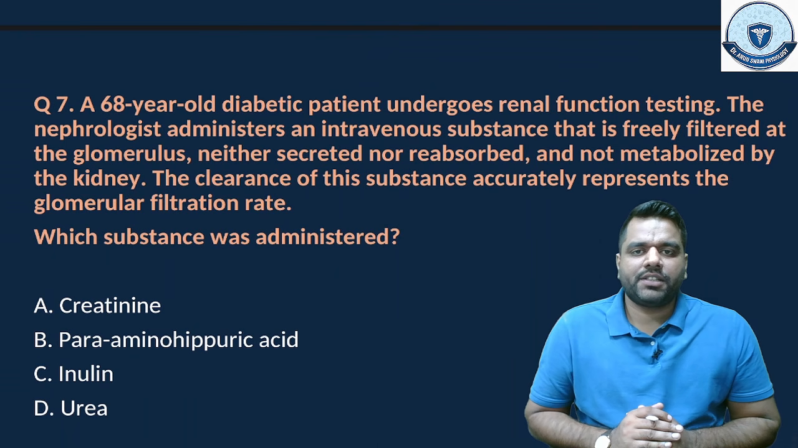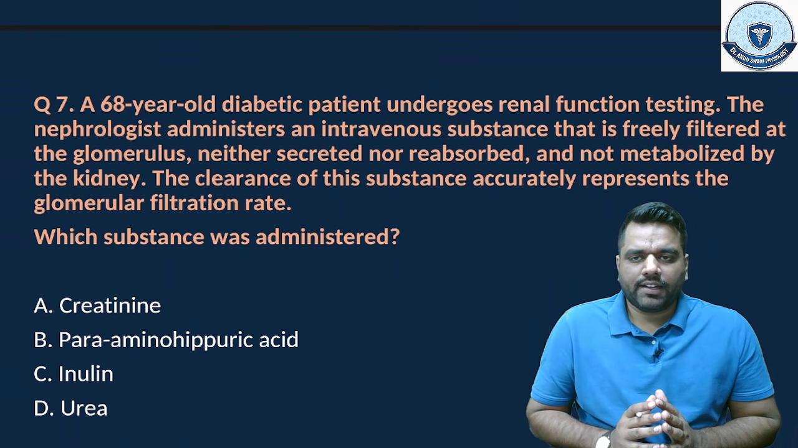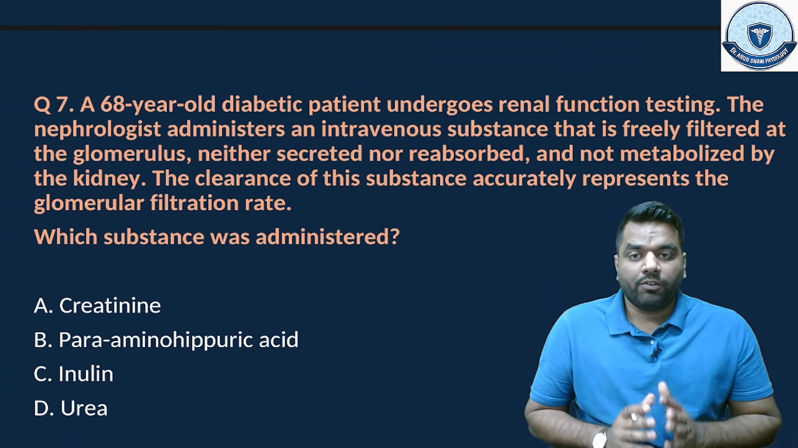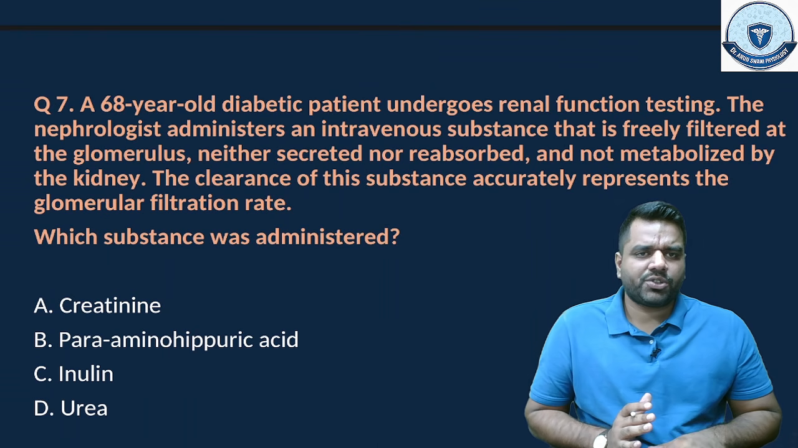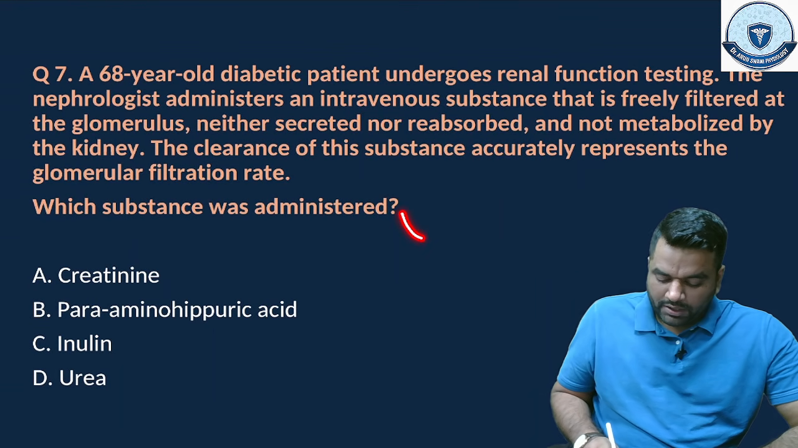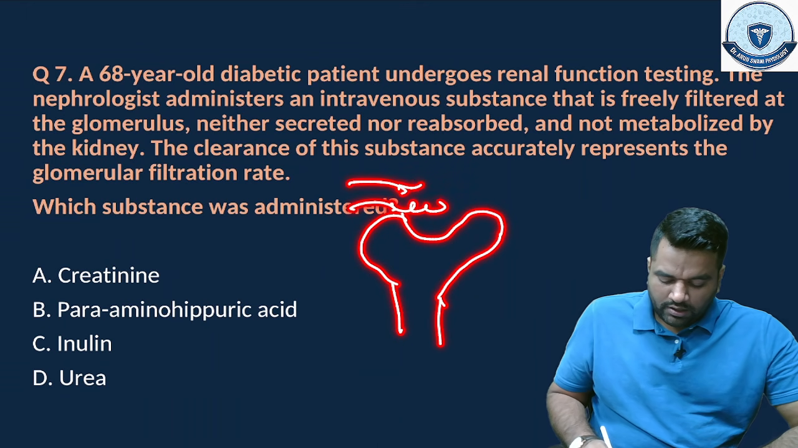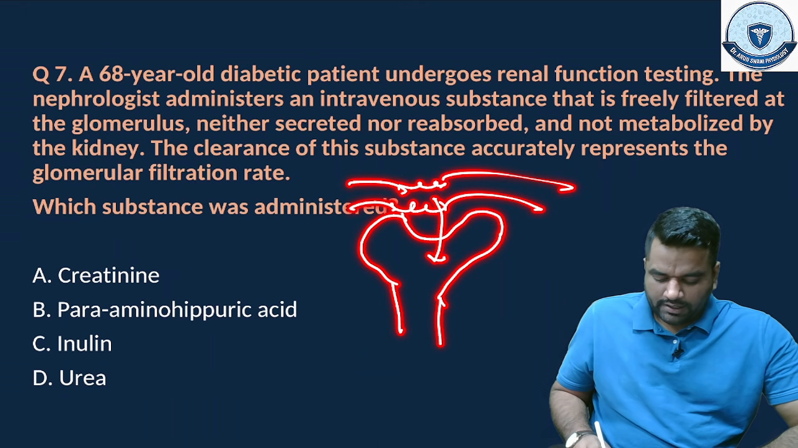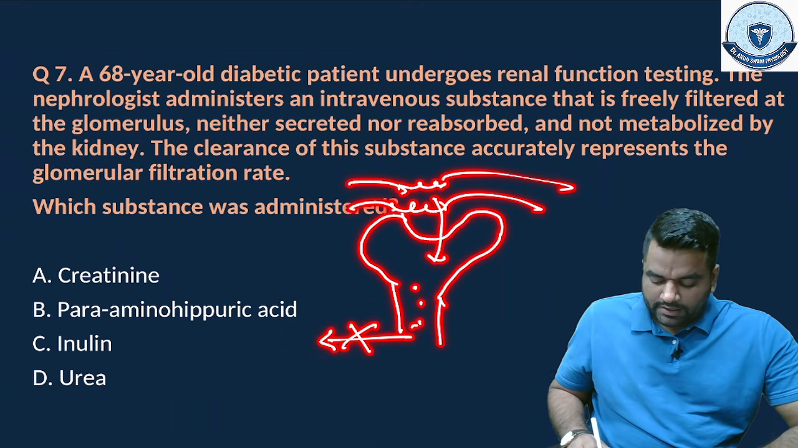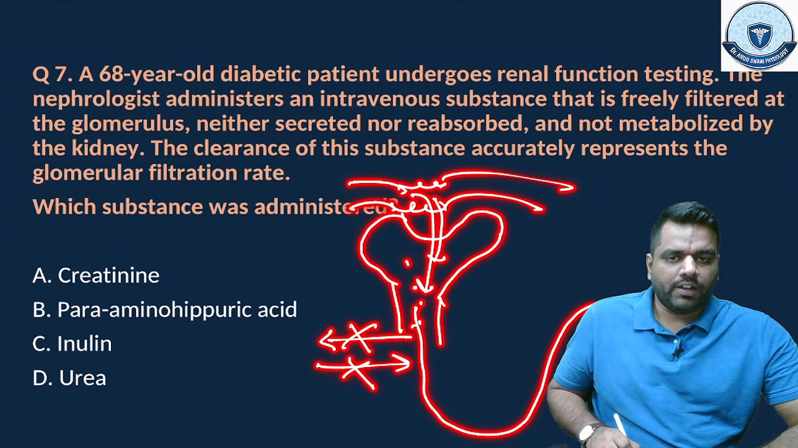The nephrologist administers an intravenous substance that is freely filtered at the glomerulus, neither secreted nor reabsorbed, and not metabolized by the kidney. The clearance of this substance accurately represents the glomerular filtration rate. Which substance was administered? The question is clearly mentioning something that enters into the glomerulus, is not reabsorbed, and is not secreted. Means whatever comes in here comes freely and then goes out freely from this area.